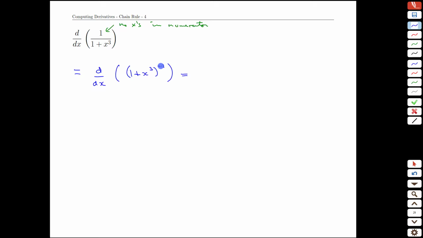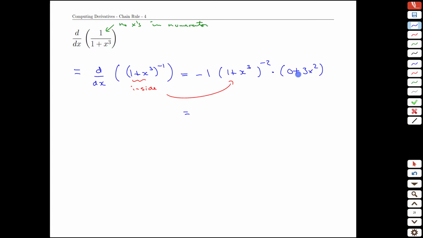Here we have a power, that's our outside function, and the rule for powers is bring the power down front and subtract 1 from the power. And then what we do is we keep the inside function identical. So we have our 1 plus x cubed again. Now this was not just a simple x, so we have to follow up with the chain rule, which says take the derivative of the inside. So we take the derivative of the inside, 0 plus 3x squared.